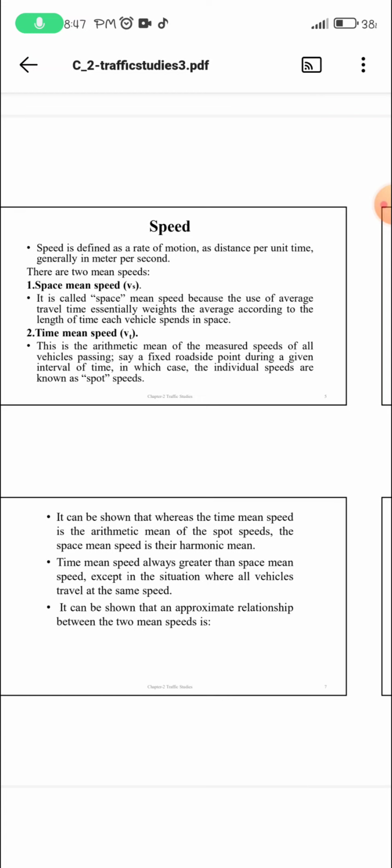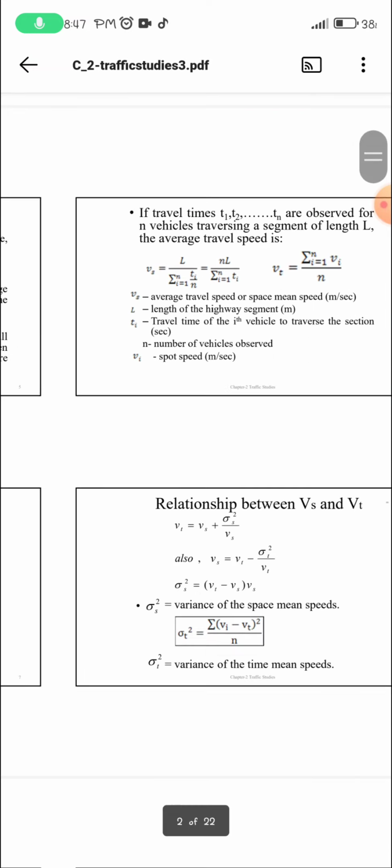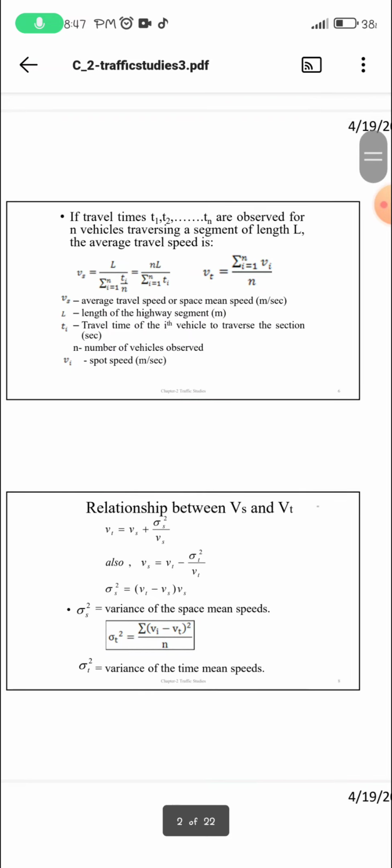It can be shown that whereas the time mean speed is the arithmetic mean of the spot speeds, the space mean speed is their harmonic mean. Time mean speed is always greater than space mean speed, except in the situation where all vehicles travel at the same speed. It can be shown that there is an approximate relationship between the two mean speeds, between Ps and Pt.